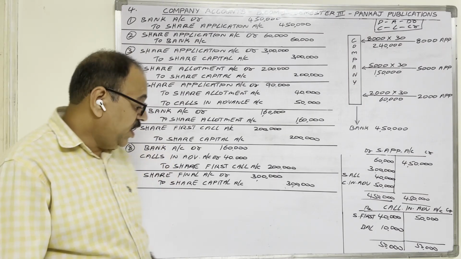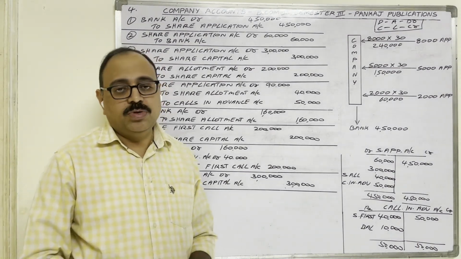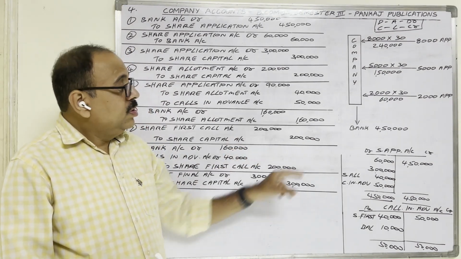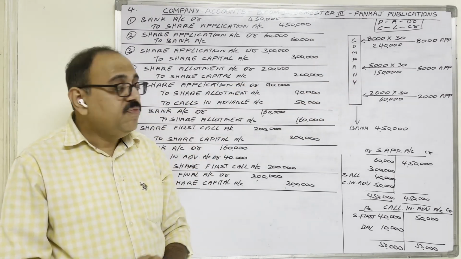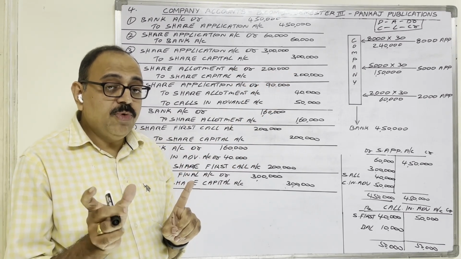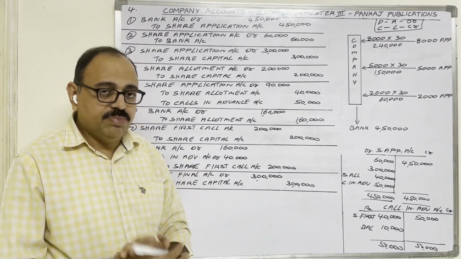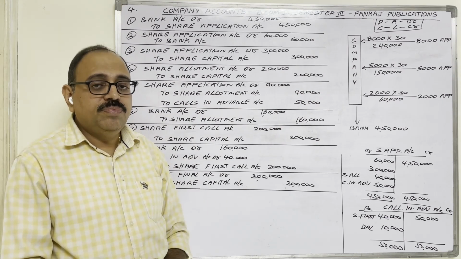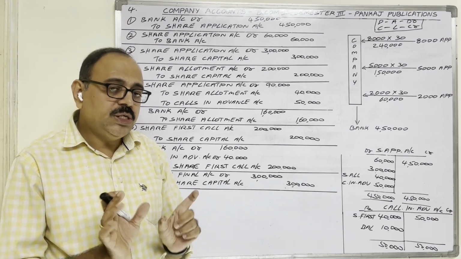Now come to the 10th entry, the last entry, for receiving the share final call amount. Like the first call, for the final call also, for first category applicants and second category applicants, we write only one entry. See, first category applicants on 8,000 shares, the final call amount on one share is 30 rupees, no? At the rate of 30 rupees each, 2,40,000 should come. Second category applicants, the company allotted 2,000 shares to them. On one share the final call money is 30 rupees, so 2,000 shares into 30 rupees, 60,000 should come.